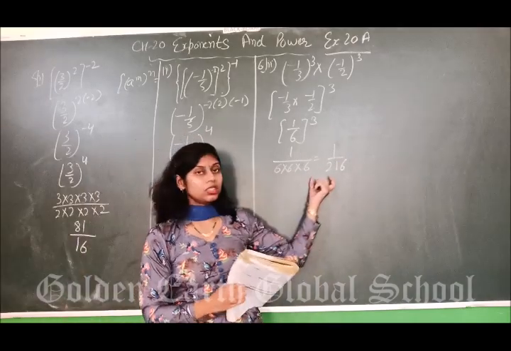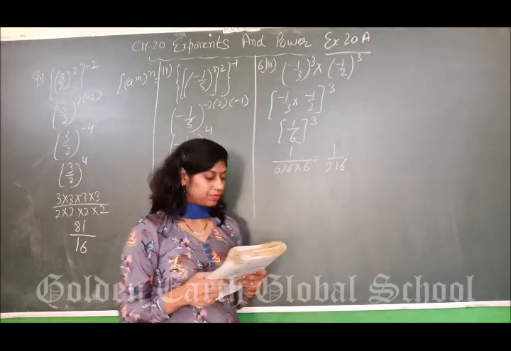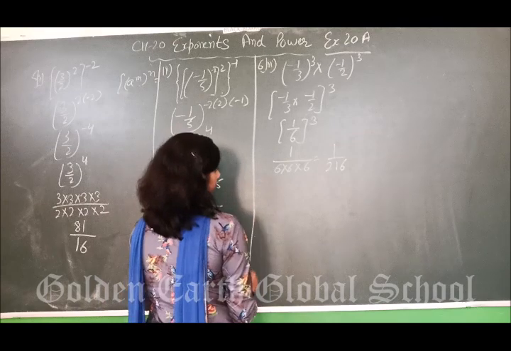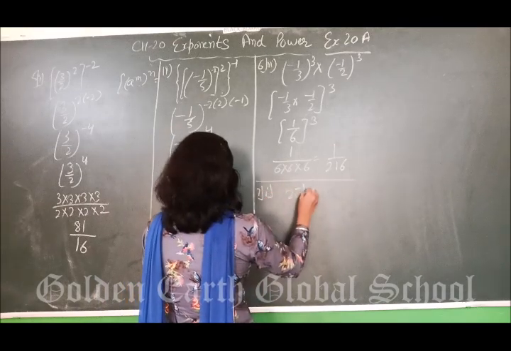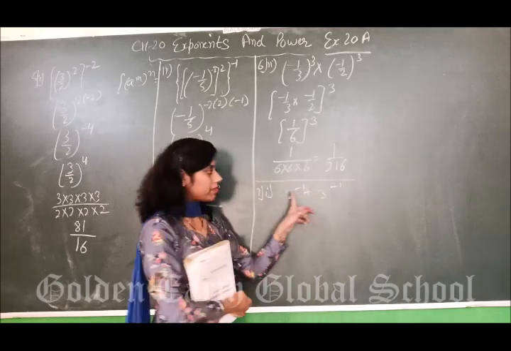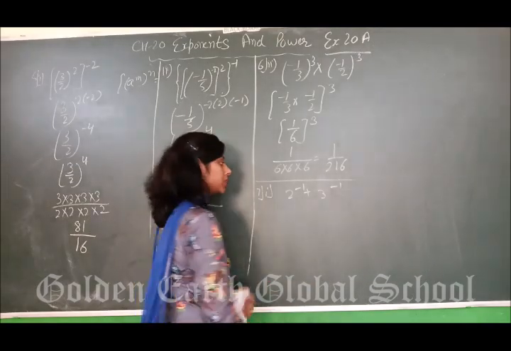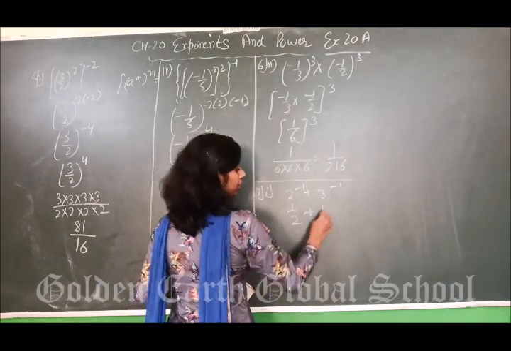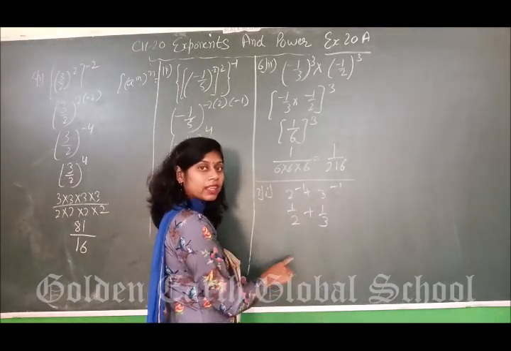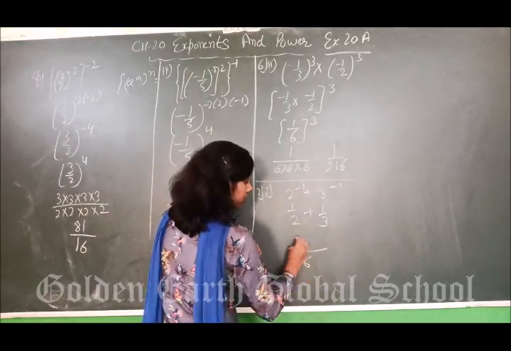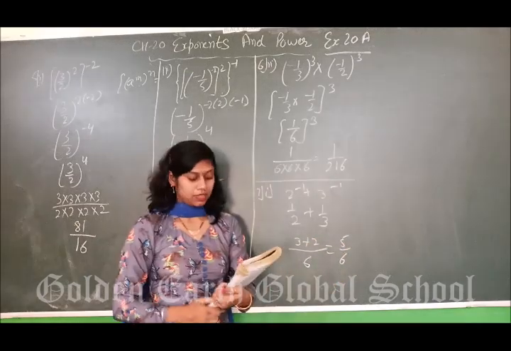Here, so this is the answer. Next, seventh part, find the values. First part, 2 raised to power minus 1, 3 raised to power minus 1. Again, powers are negative, so firstly we will take the reciprocal. Reciprocal of 2 is 1 by 2, 1 by 3. Now these are the fraction terms, so you have to add by taking the LCM. 6 is your LCM, 3 plus 2, so answer will be 5 by 6.